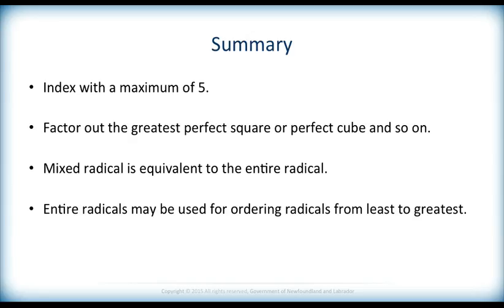A mixed radical is equivalent to the entire radical. So if you had to take the mixed radical and multiply in the number that's in front of your radical, it would show that that radical is equivalent to the entire radical. Entire radicals may be used for ordering radicals from least to greatest. Keeping in mind, this section cannot be completed if you do not remember your perfect squares and your perfect cubes. However, they can be found quite easily. Keeping those numbers as a reference guide will help you along in this section.